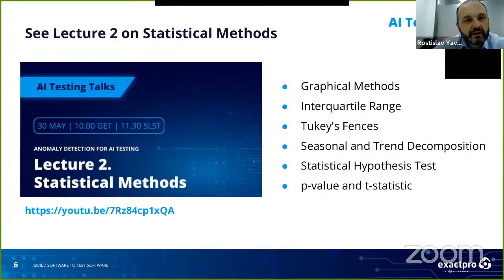And that was exactly lecture number 2, which was on statistical methods. You can find it on YouTube. We covered several topics like graphical methods and the quartile approach, namely the Tukey fences, and also the well-known seasonal and trend decomposition, which is quite good for time series analysis. We also had another topic on statistical hypothesis tests, p-value, and t-statistics. So that was shortly the overview of the previous two lectures.